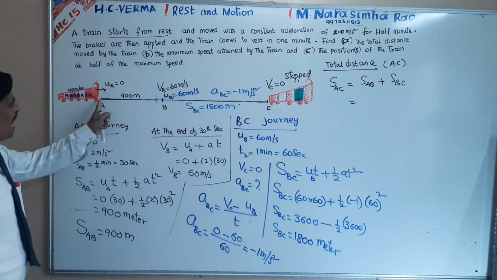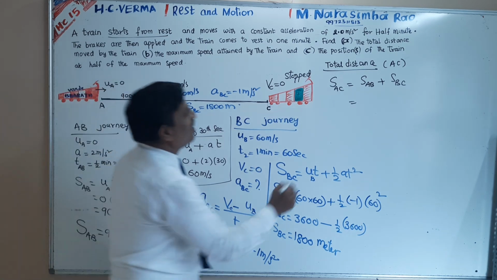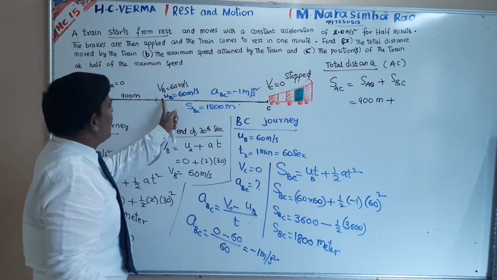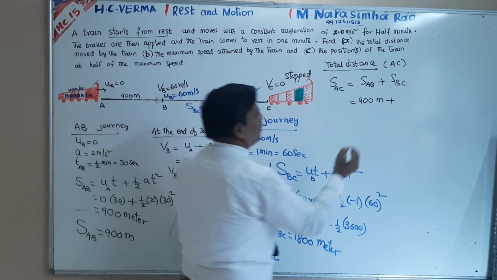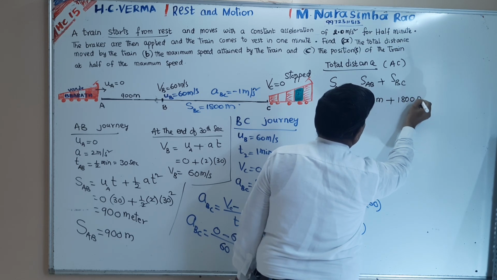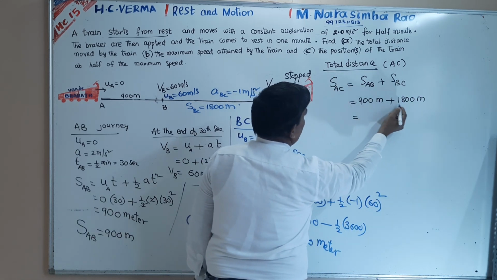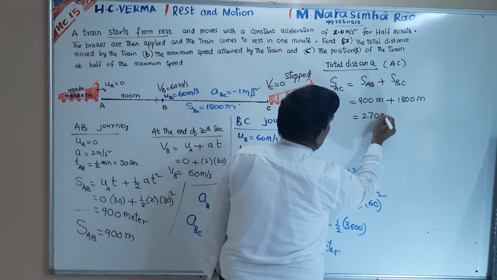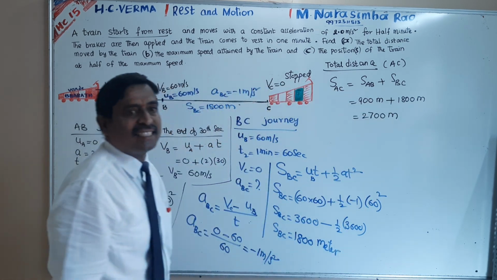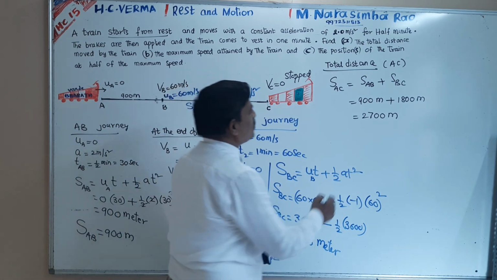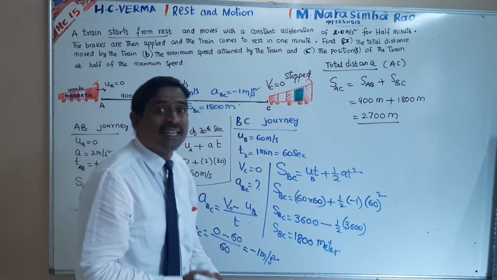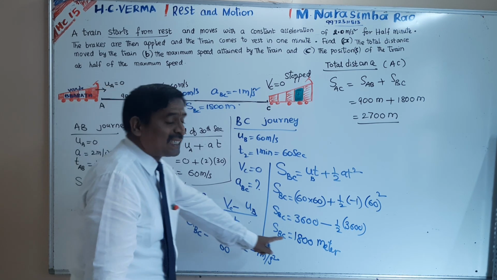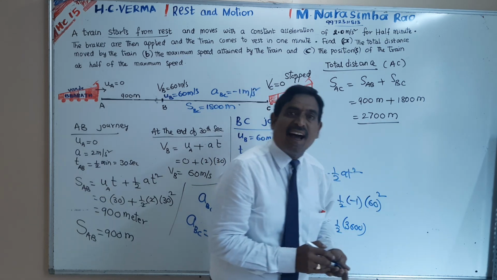AB distance is 900 meter. BC distance is 1800 meter. 18 plus 9, 27, so 2700 meter. Total distance traveled by the train is 900 plus 1800, 2700 meter.